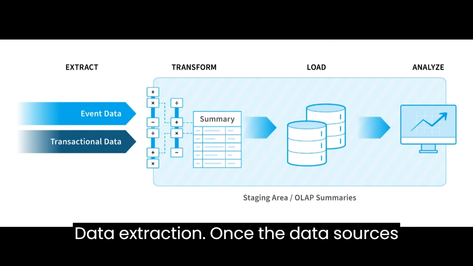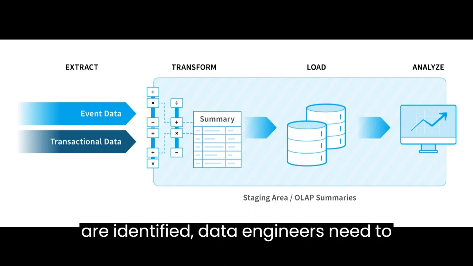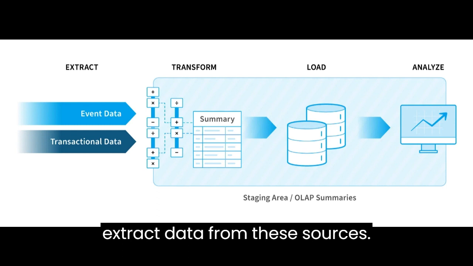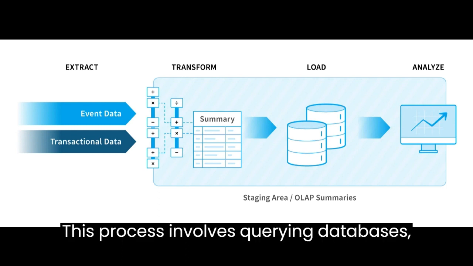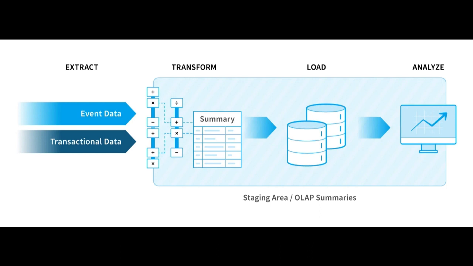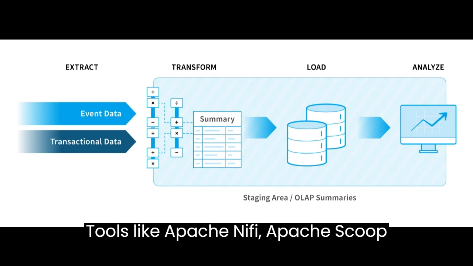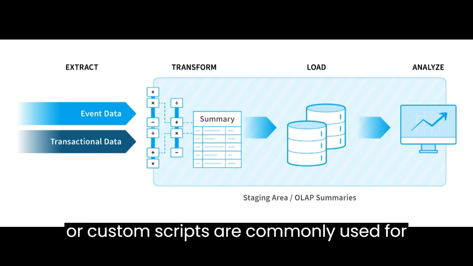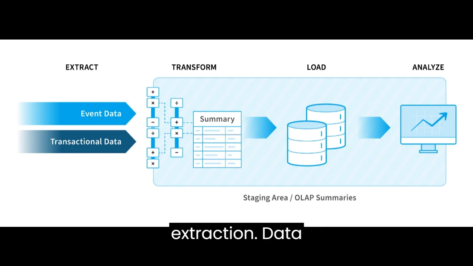Once the data sources are identified, data engineers need to extract data from these sources. This process involves querying databases, making API calls, or reading files. Tools like Apache NiFi, Apache Sqoop, or custom scripts are commonly used for extraction.